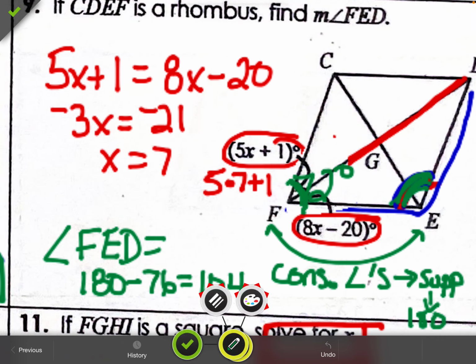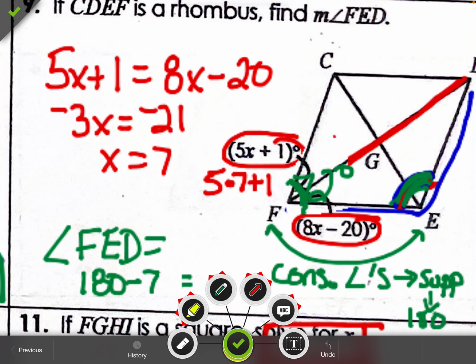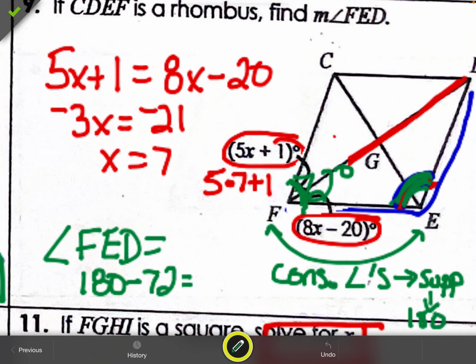Oh, bad math, right? Back up. It's not 104, is it? I knew that didn't sound right. 180 minus 72, sorry about that, is 108. So angle FED is 108 degrees.